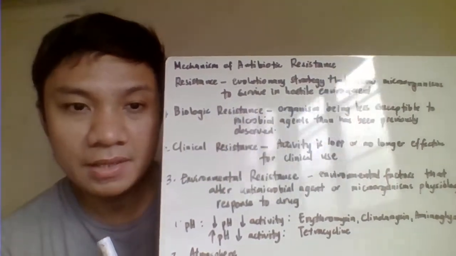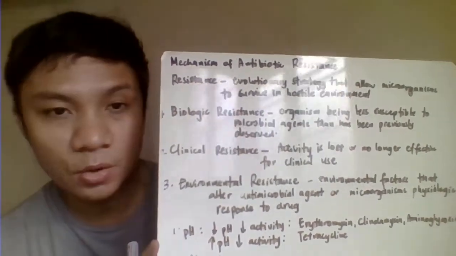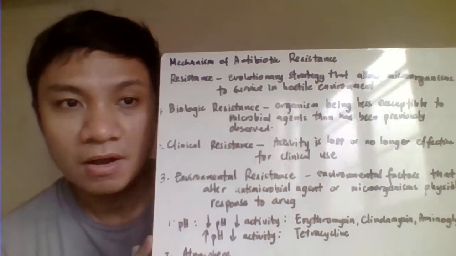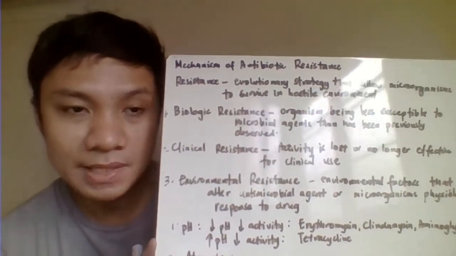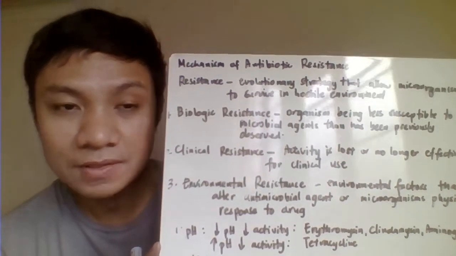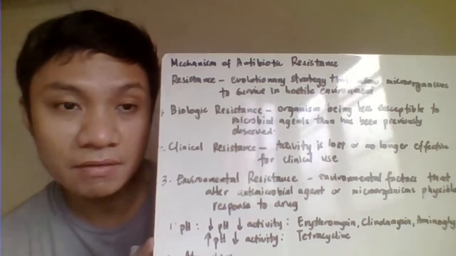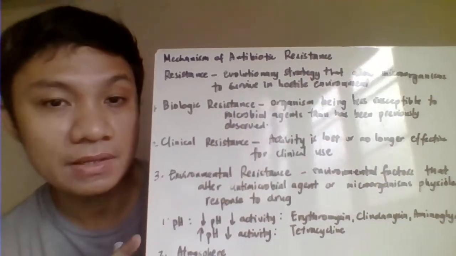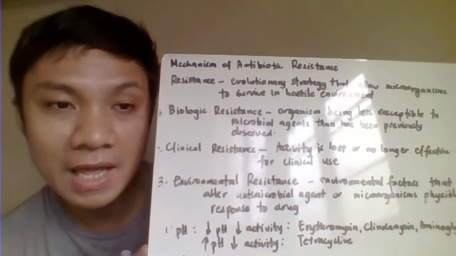Okay, so we have here the term resistance. When we speak about resistance, it's just the evolutionary strategy of your organism to resist, or not to be killed, in the presence of a hostile environment, even a harsh environment that would normally kill them. So they become resistant to that. So we have here different types of resistance.